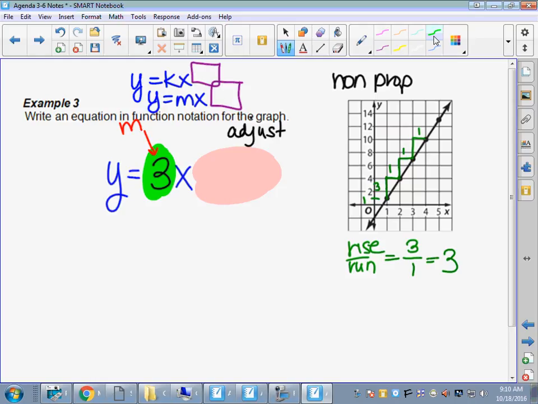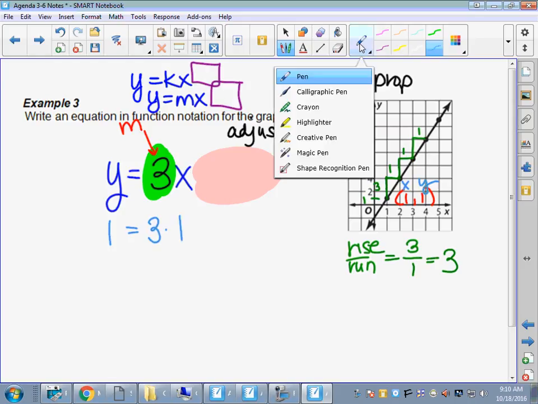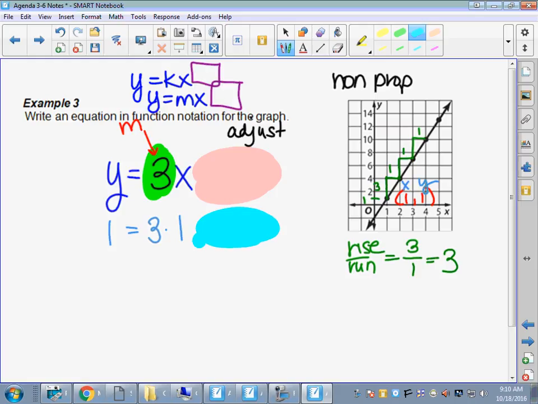So let's find ourselves an ordered pair on here. Looks to me like (1, 1) is an ordered pair. Does everybody agree that (1, 1) is a point on that graph? I could pick any point on that graph and it would still work. Well, 1 is my x value. 1 is also my y value. So I'm going to put those numbers in. I'm going to put a 1 in for the y, equals 3 times, and a 1 in for an x. And I'm going to put a little box or something right there because I'm going to adjust. Put a plus in there. So 1 equals 3 times 1 plus something.